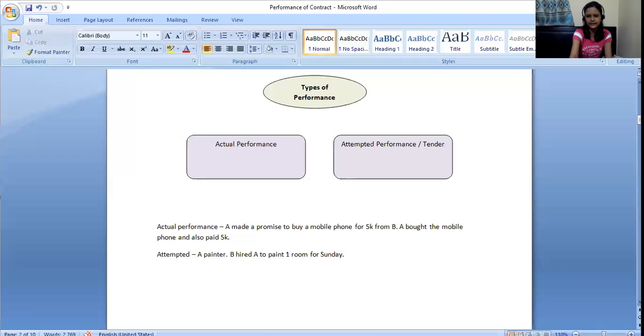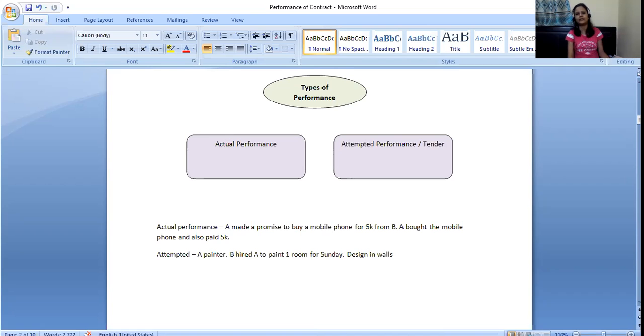Take for example, this promise was regarding the painting thing only. A was a painter and B hired him. So B wanted him to do some kind of design, some specific design on the walls. Now A later on says that no, I don't want to do this particular design because it would be time consuming.